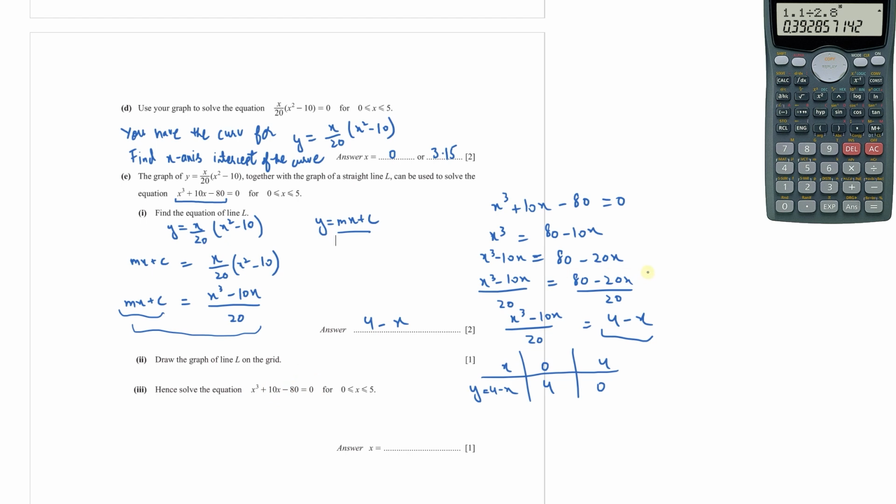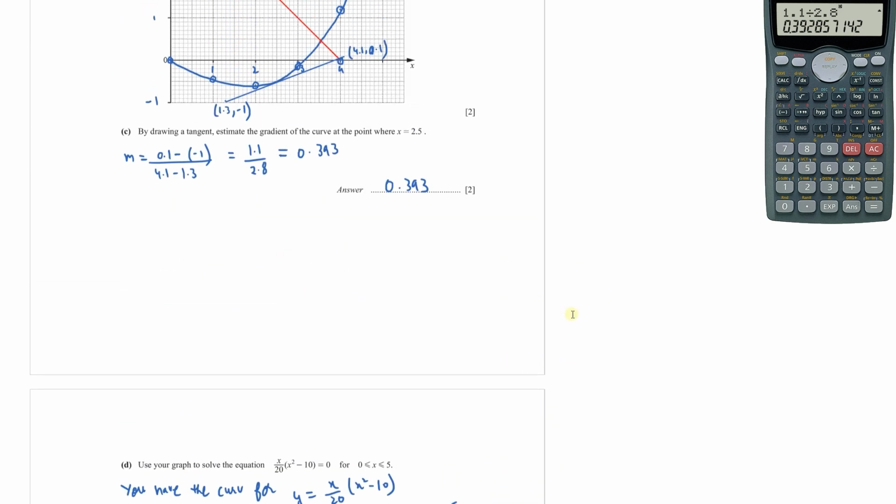So if you take this 4 minus x to the other side and simplify it, you will end up with this. So that's why the solution is the intersection of the curve and this line here. So let's see where they intersect.